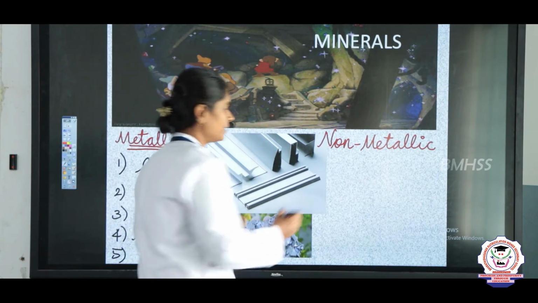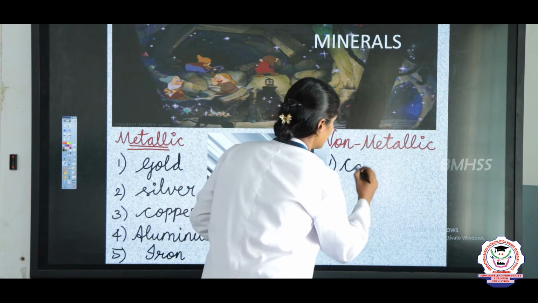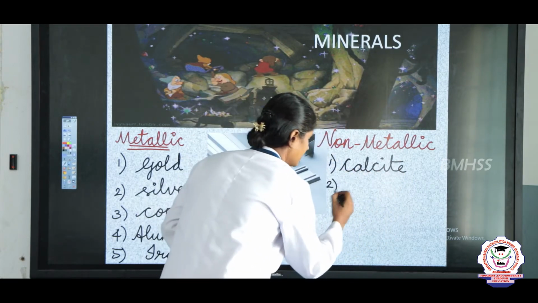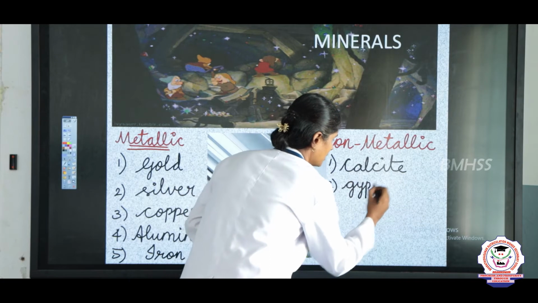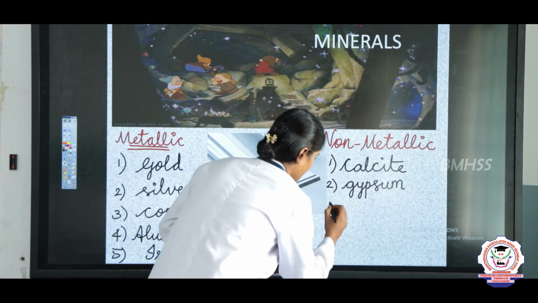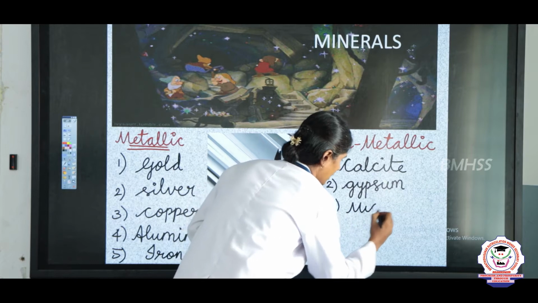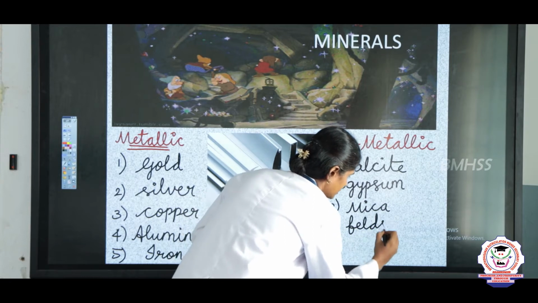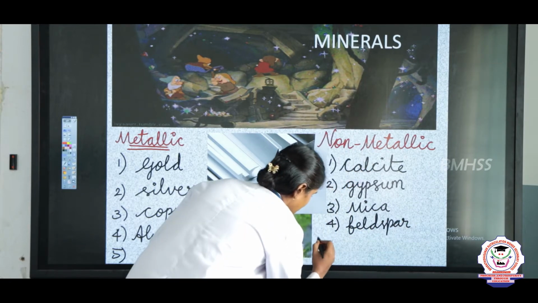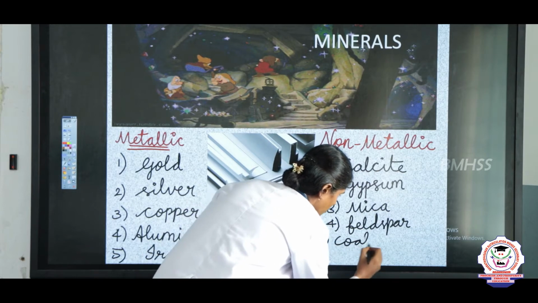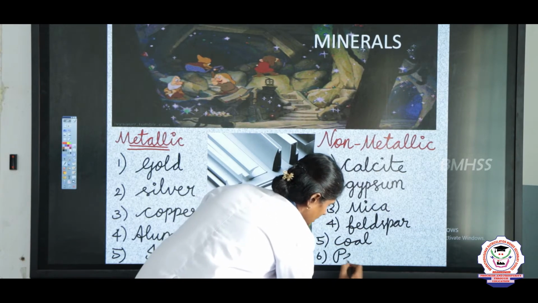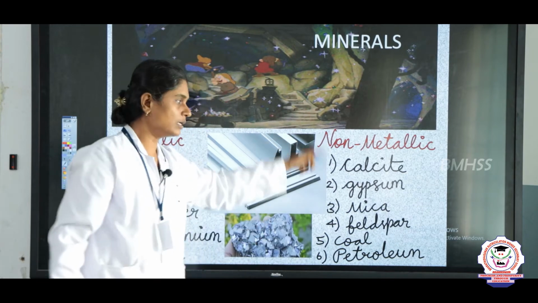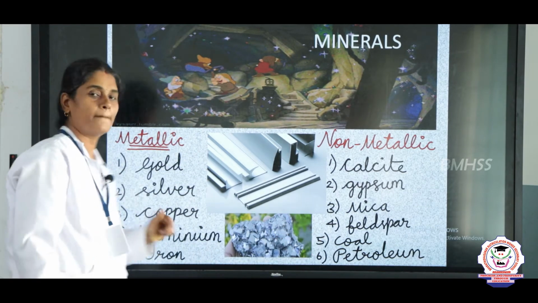And what are the non-metallic minerals? Non-metallic minerals are calcite, gypsum, mica, feldspar, and then coal and petroleum. So these are all the non-metallic minerals and these are all the metallic minerals.